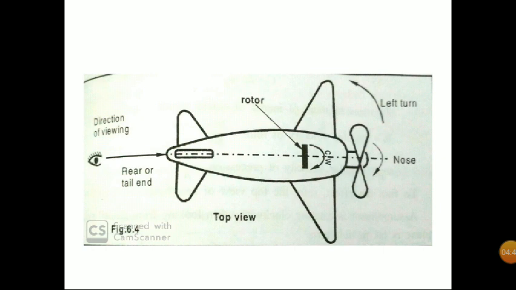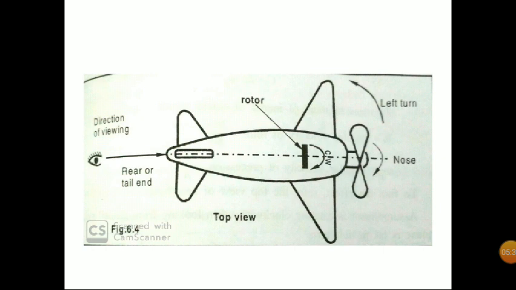Here you can see that the eye point is from the tail end. So when viewing from the tail end, you can see that the rotor is rotating in clockwise direction. If you are taking the view from the front end, you can see that the rotor will rotate in counterclockwise direction instead of clockwise direction. So these are the different views considering the aeroplane. And here what we have to find is that we are viewing from the rear side of the aeroplane, and the aeroplane is taking a left turn.